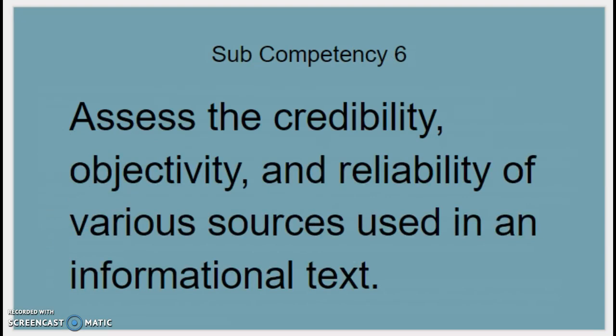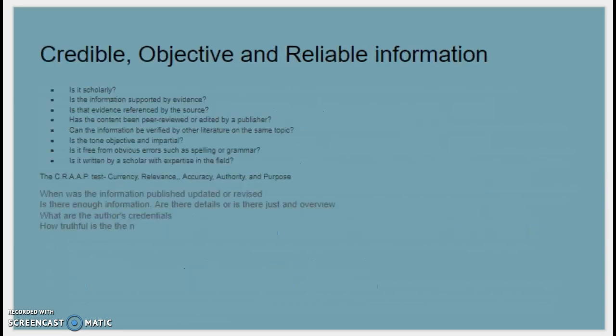Subcompetency 6. Assess the credibility, objectivity, and reliability of various sources used in an informational text. Credible, objective, and reliable information. Is the information scholarly? Is the information supported by evidence? Is the evidence referenced by the source? So all of these things can let you know if the evidence is credible, objective, and reliable information.